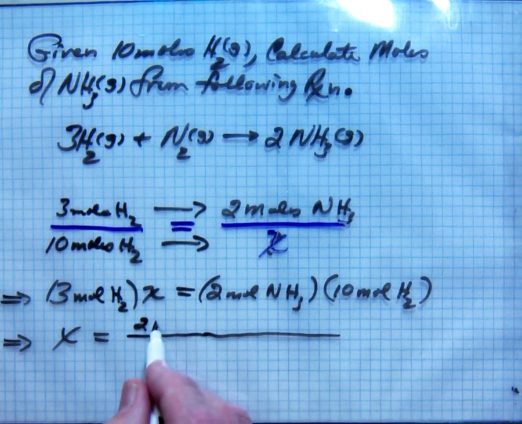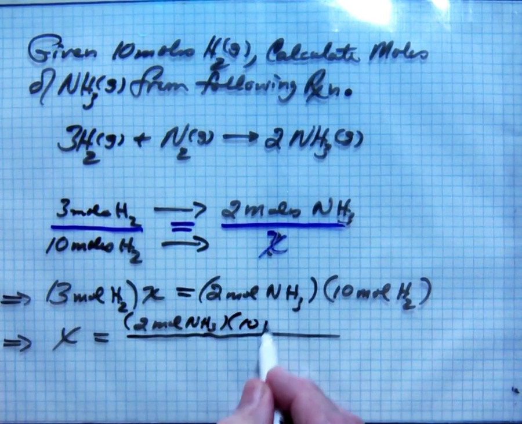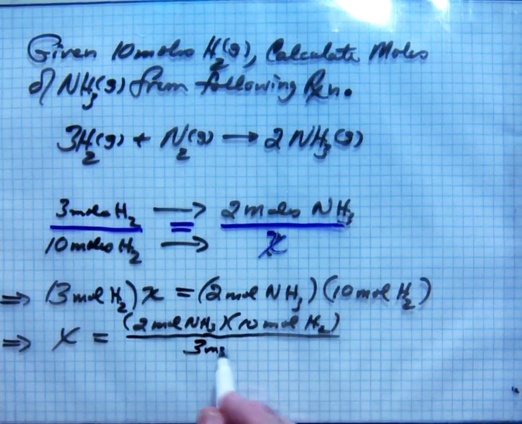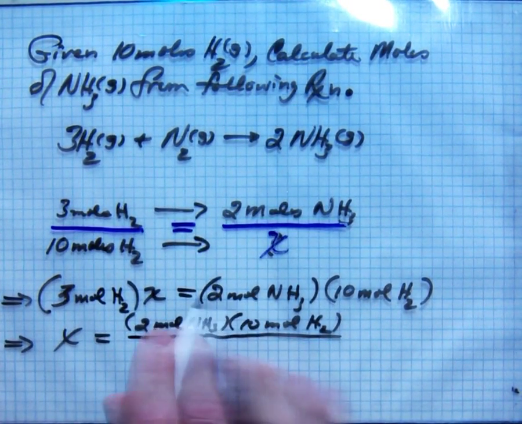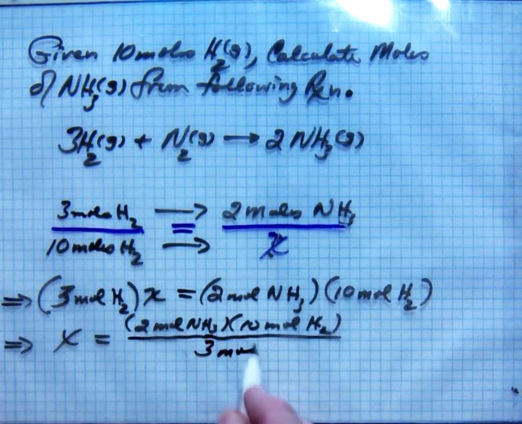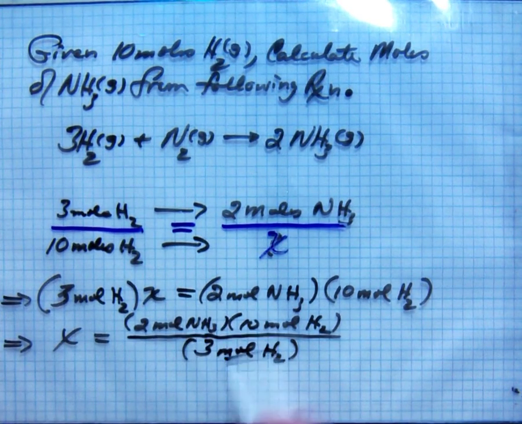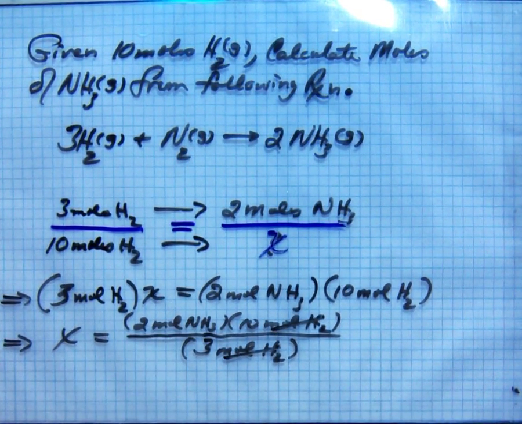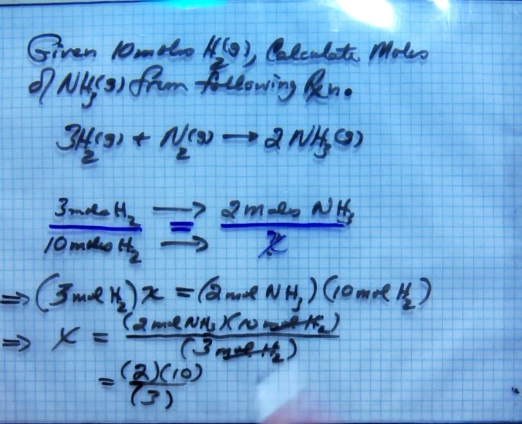So we have 2 mole NH3 times 10 mole H2 divided by 3 mole, that's not 13, that's 3, right? 3 mole H2. There. So the units cancel very neatly, and we're left with moles of ammonia, which is, of course, the objective of this problem. And I'm stretching it out for academic reasons, like this.